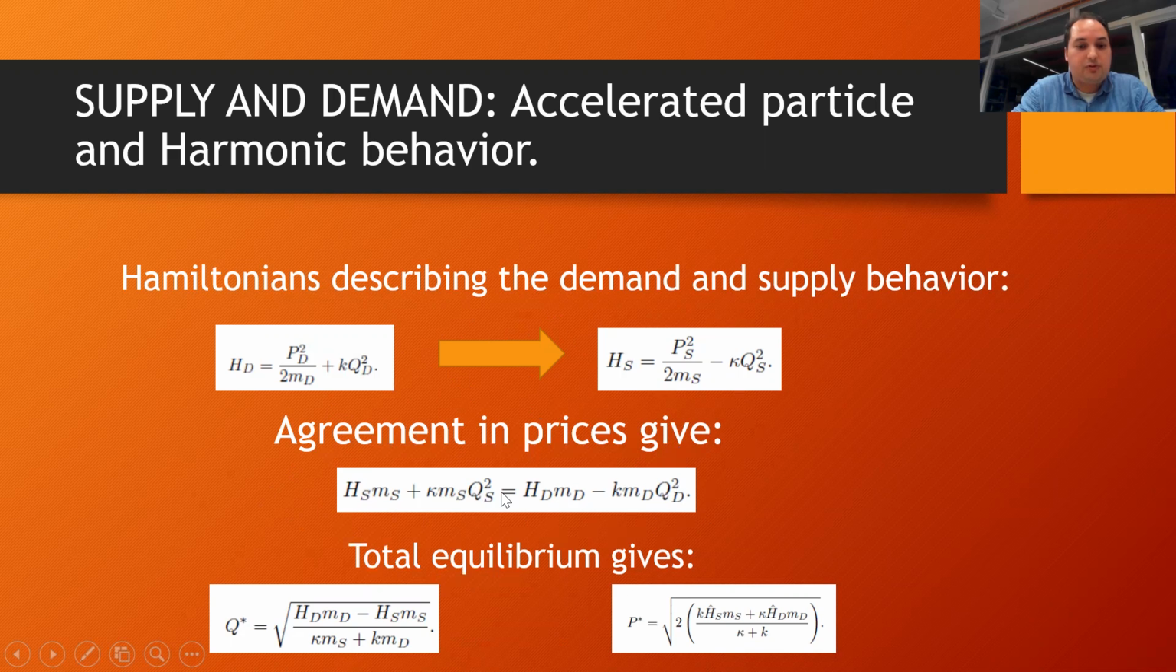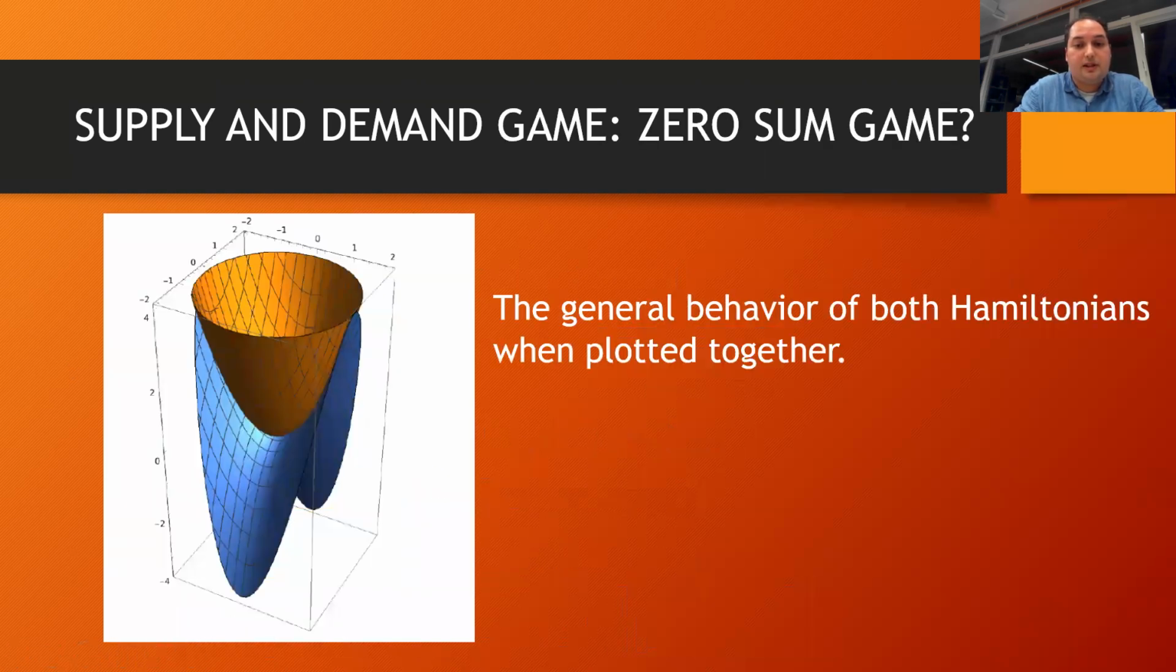And the total equilibrium is when not only the prices are the same, but also the quantities. The demand and supply are the same. And that is reached under these conditions. This is the equilibrium for quantity. This is the equilibrium for price. It can be derived.